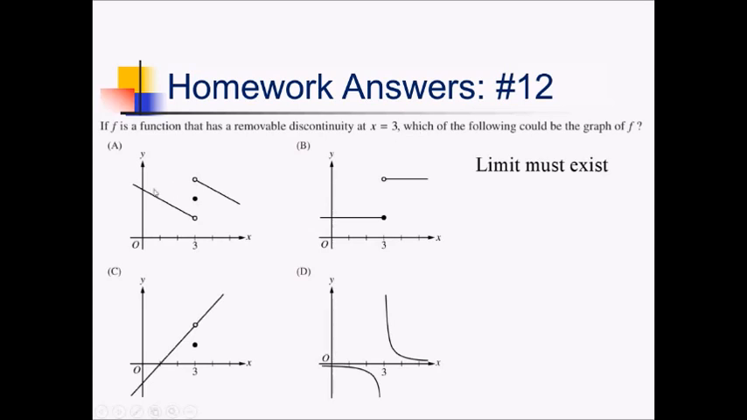So choice A, we're approaching different things from the left and the right. So this is not a removable discontinuity. Even though we seem to have this solid dot and some hole looking kind of things, this is more of a jump than anything else. For choice B, this is also a jump. The limit does not exist here at 3. For choice C, the limit does exist. We're approaching the same y value from the left and the right. So C is looking pretty good for a removable discontinuity. Choice D is clearly an infinite discontinuity. This is an asymptote, definitely not approaching the same value. So then we're going with choice C.